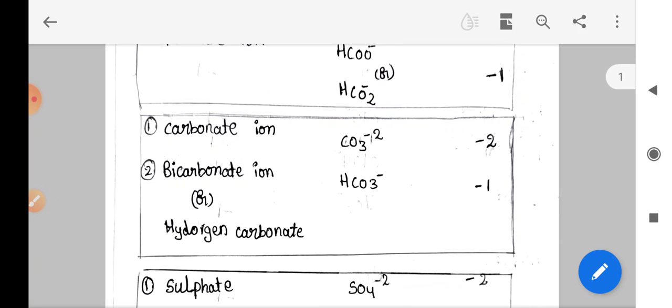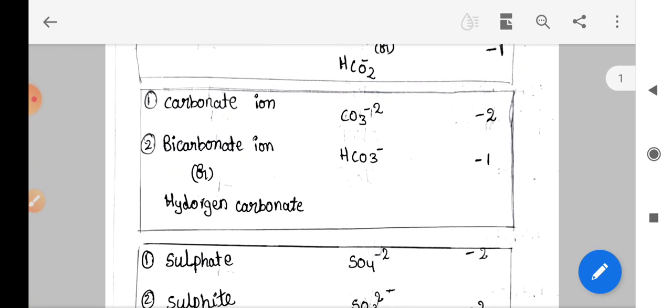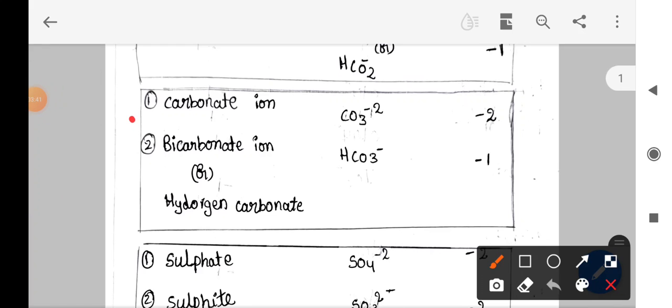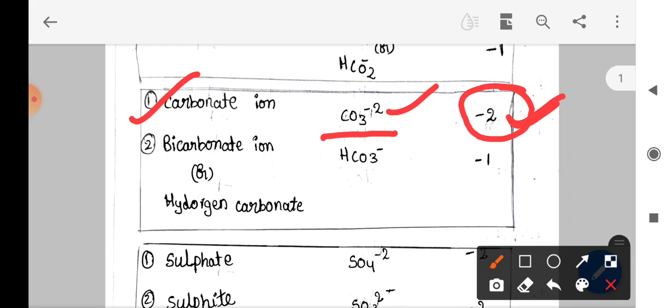Again, if you take the carbonate ion, the formula is CO3 2 minus. The symbol of carbonate ion is CO3 2 minus, and the charge is -2. That means the carbonate ion is a bivalent ion.